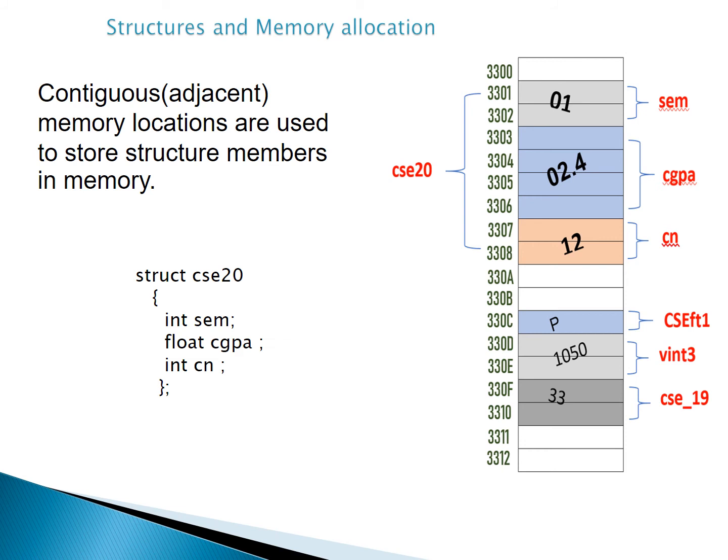Here we will learn how the structure members are stored in the memory. So actually contiguous and adjacent memory locations are used to store structure members in the memory. In our example, we have the structure. The name of the structure is CSC20 with three members, sem, an integer, cgpa, a float, and cn, another integer. And you can see here, this is the integer variable, the float variable, and integer. They have adjacent memory locations. In other words, these are the memory locations which are assigned to the CSC20 structure. So all in all, 8 bytes are reserved for the CSC20 structure. And if we have another CSC20 structure, then another group of 8 bytes will be reserved after a few adjustments in the memory.